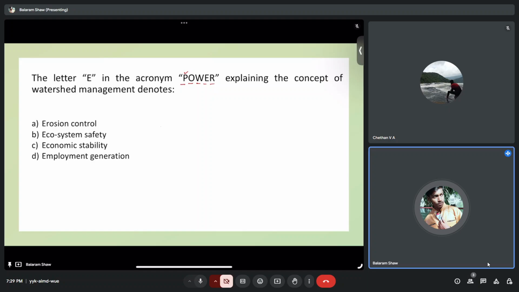Then O means overexploitation of these resources to be minimized or optimized by controlling excessive biotic interference, like overgrazing or something like that. Then with O we also have operation practicability of all on-farm operations, something like that, right?